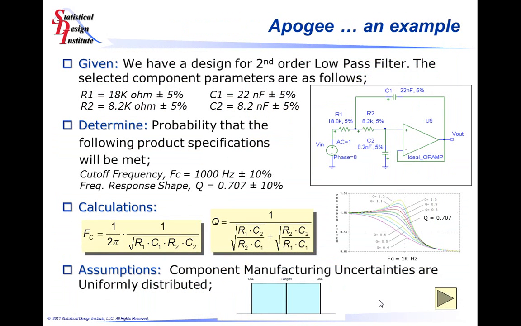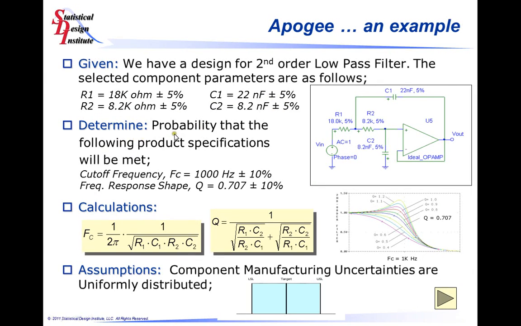We will be examining a problem where an engineer has designed a second-order low-pass filter and has selected particular component parameters in terms of their nominal values and tolerances to be used in this design. The parameters that have been selected include those for the two resistors and the two capacitors in the design. Nominal values have been specified, and we've indicated that 5% tolerances will be used for each one of these components in terms of their uncertainty or variation about the nominal value.